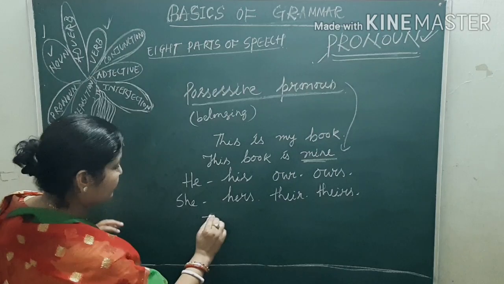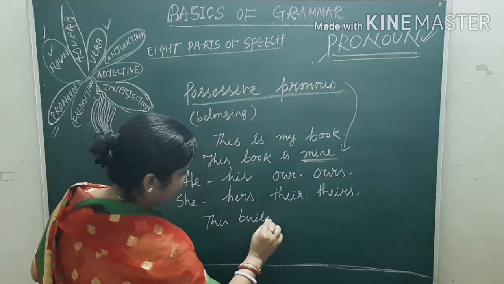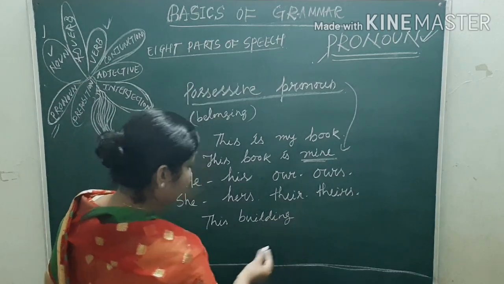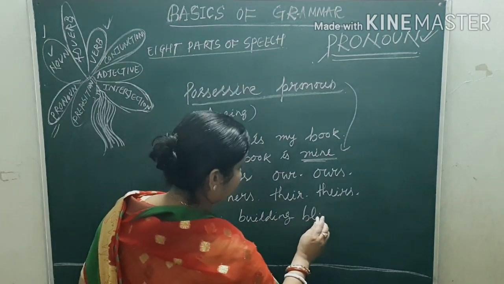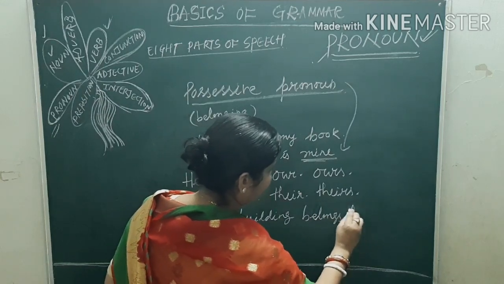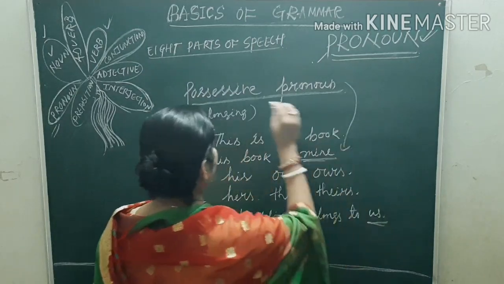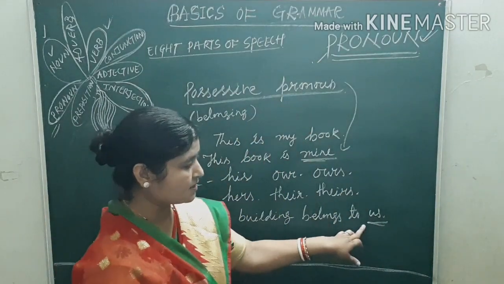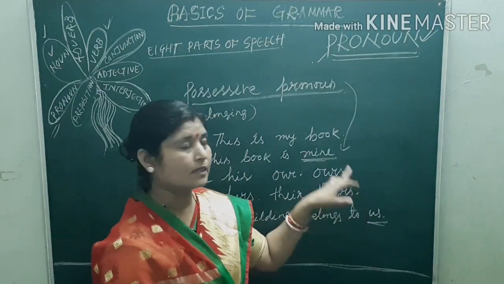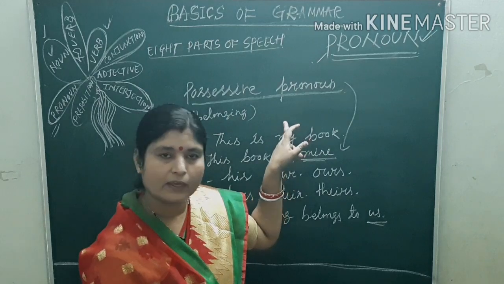This building belongs to us. So us is what? Us is known as the possessive pronoun because this pronoun shows us the belongingness, or we can say possession. Okay?